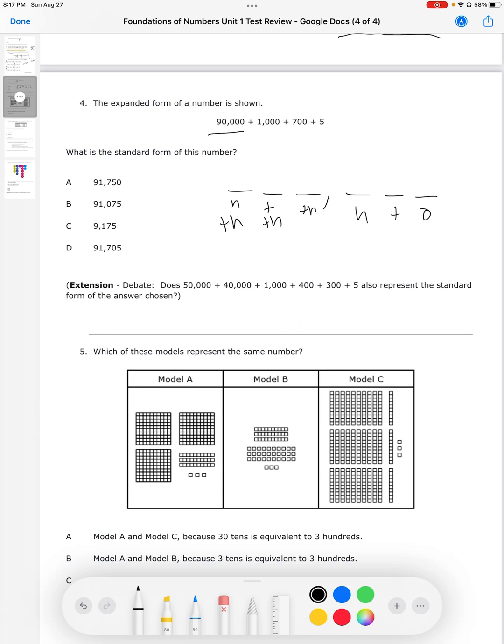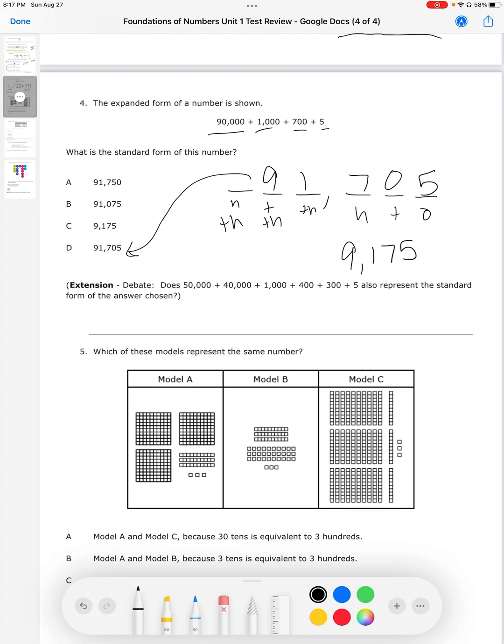Looking at the number, it says I have 90,000. I know that is 9 10,000s. I have 1,000. I have 700s, and I have 5 ones. The most common mistake, and we've worked and worked and worked on it in class, that happens is kids will take this number and write that down, and that's not the correct answer. We have to put a 0 in the tens place to hold that spot. Once we've done that, we can find our answer right there, 91,705.